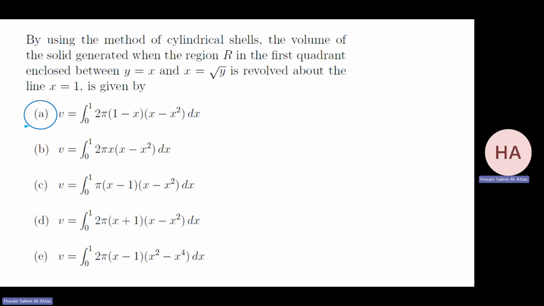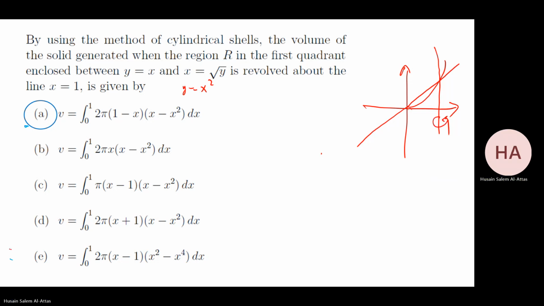Yeah, I have this one, y equals x, and x equals the square root of y, which is the parabola, like y equals x squared, the positive side. This is the region above the line y equals x, up to x equals 1, where they agree. This is y equals x squared, but I want the positive side, and this is my axis of revolution.